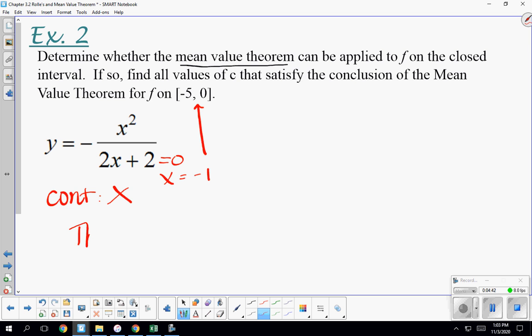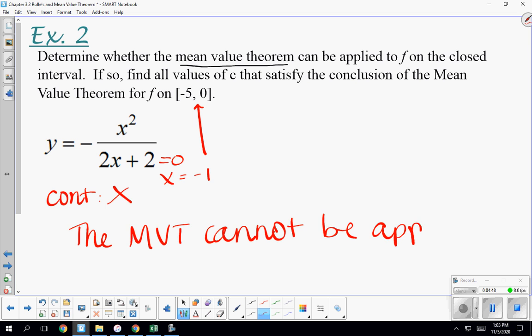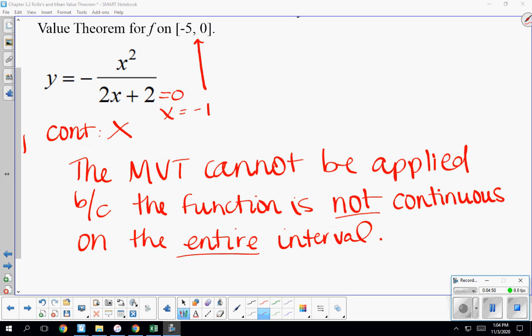So we just say the mean value theorem cannot be applied because the function is not continuous on that entire interval. So it's continuous everywhere else, just not right here at -1. So if we have to pick up our pencil, the theorem's now out the window. It could do whatever it wanted to.